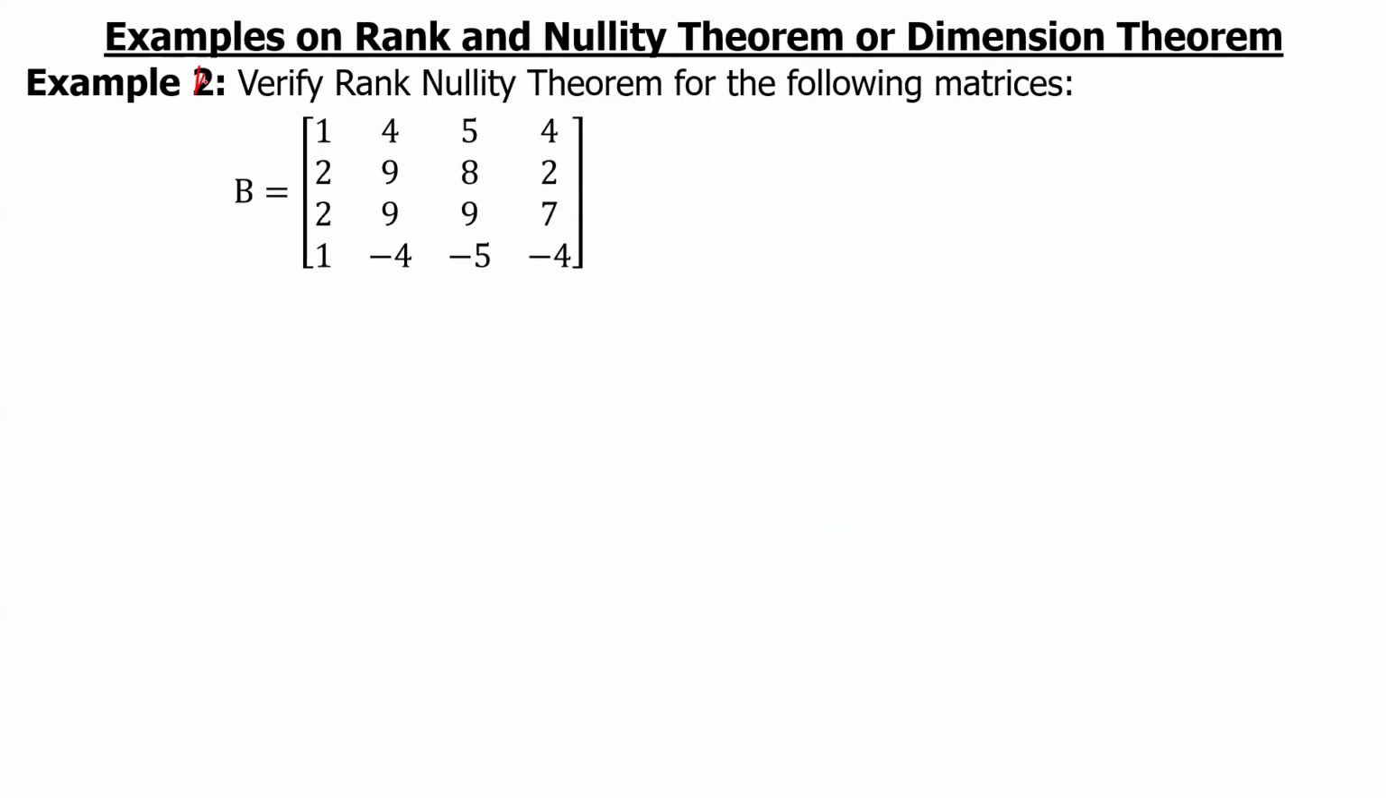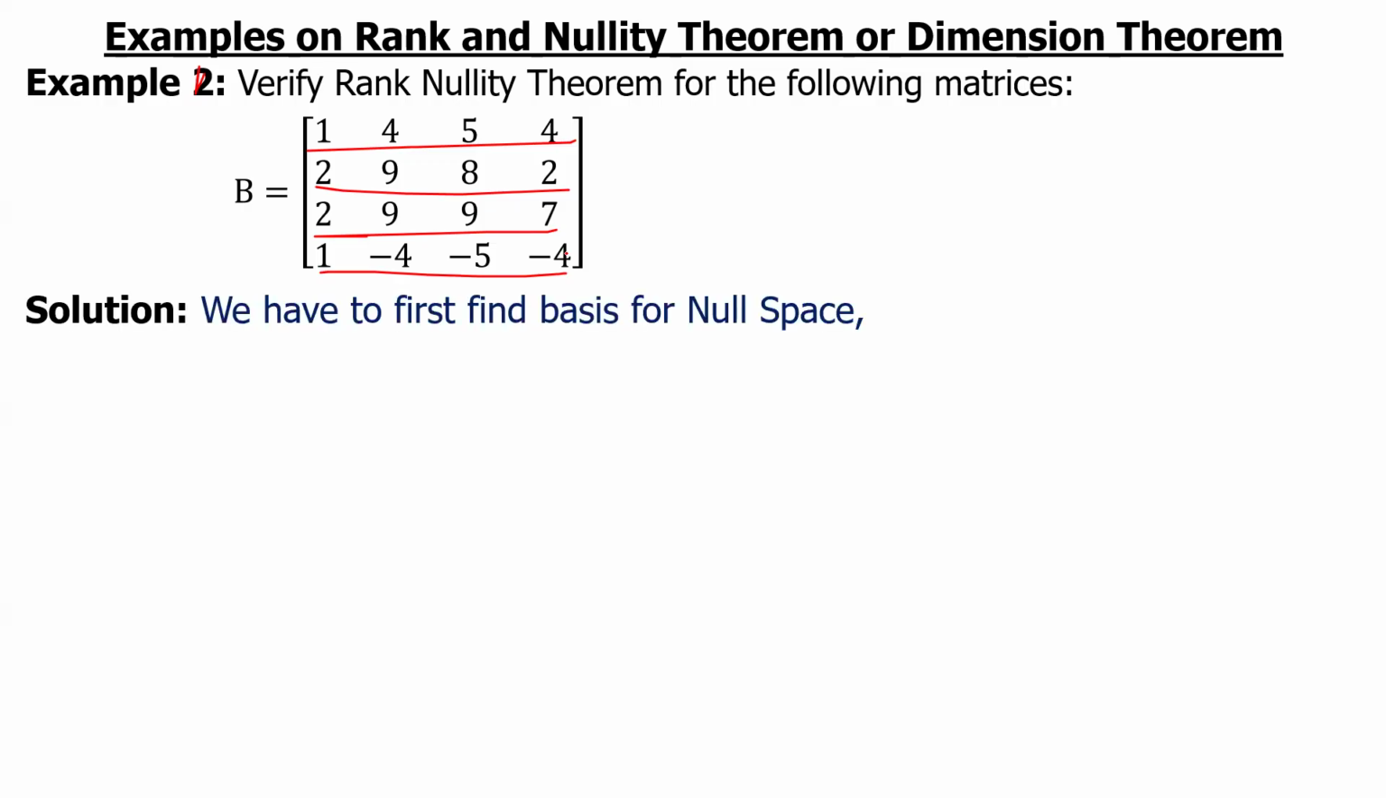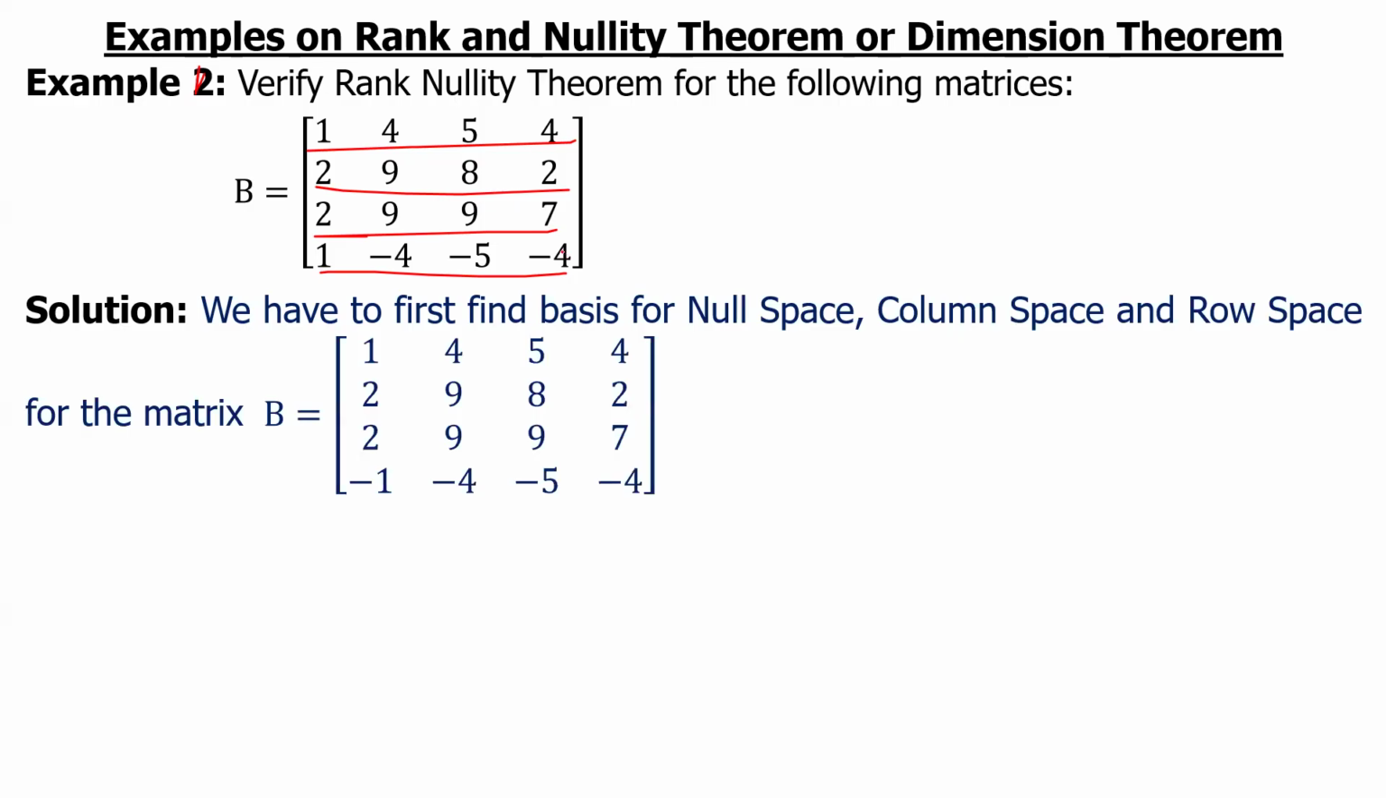B is equal to [1, 4, 5, 4; 2, 9, 8, 2; 2, 9, 9, 7; -1, -4, -5, -4]. Let us try to solve this question. We first have to find a basis for the null space, column space, and row space for the matrix B.